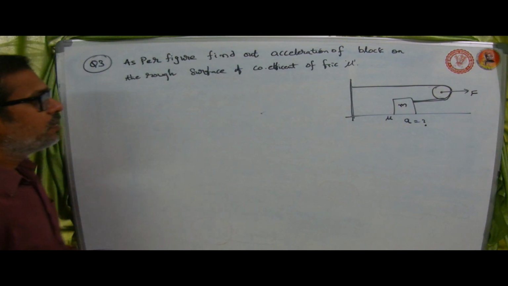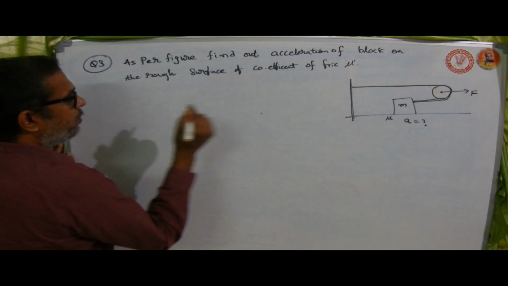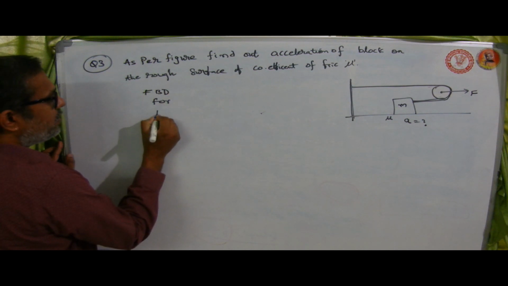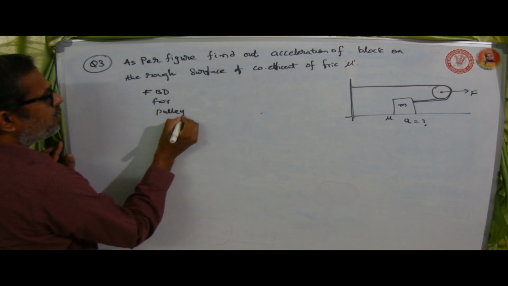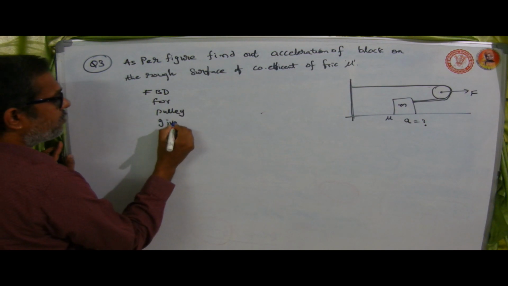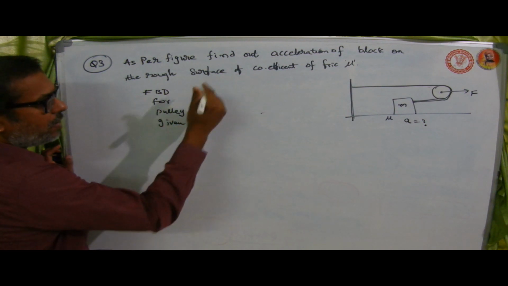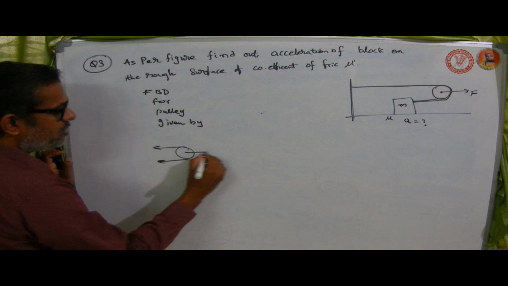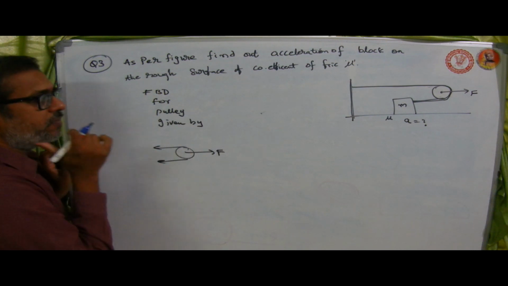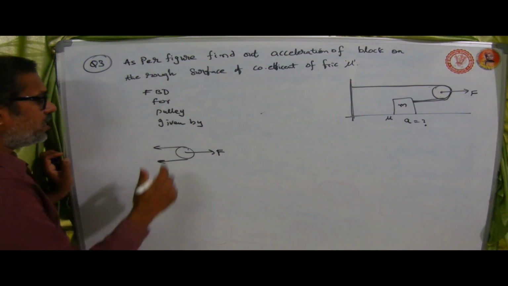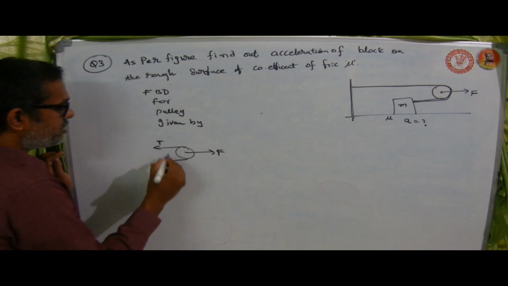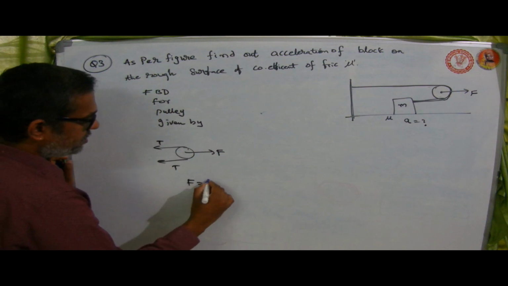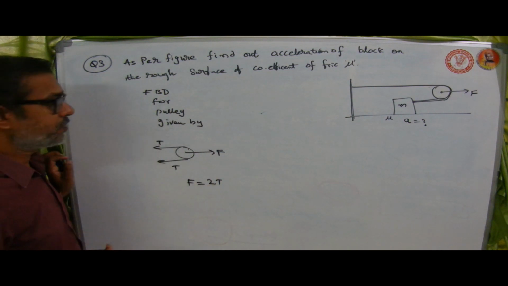Let's see the solution. Now, for the pulley, the free body diagram is given by this. This is the pulley and this is the applied force. In this case, this is T and this is T. In such a case, the value of F can be written as 2T.